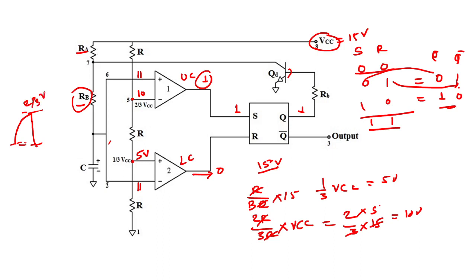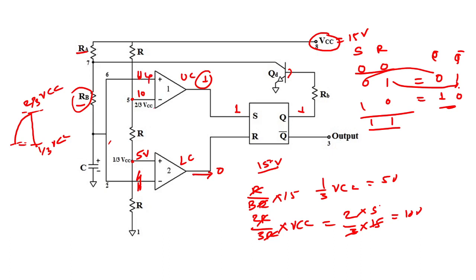If this is 2/3 of VCC, then this is 1/3 of VCC. How is it 1/3 VCC? We'll see. Suppose the capacitor voltage is now discharging. Suppose it is 10 volt, then it will go to less than 10 volt. If it goes beyond, sorry, below 5 volt, suppose for example 4 volt here, so 4 volt over here, 4 volt here.